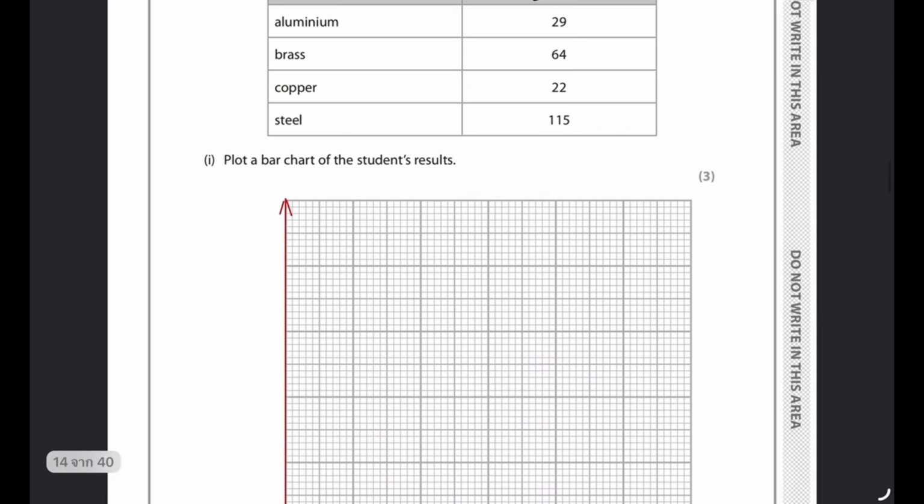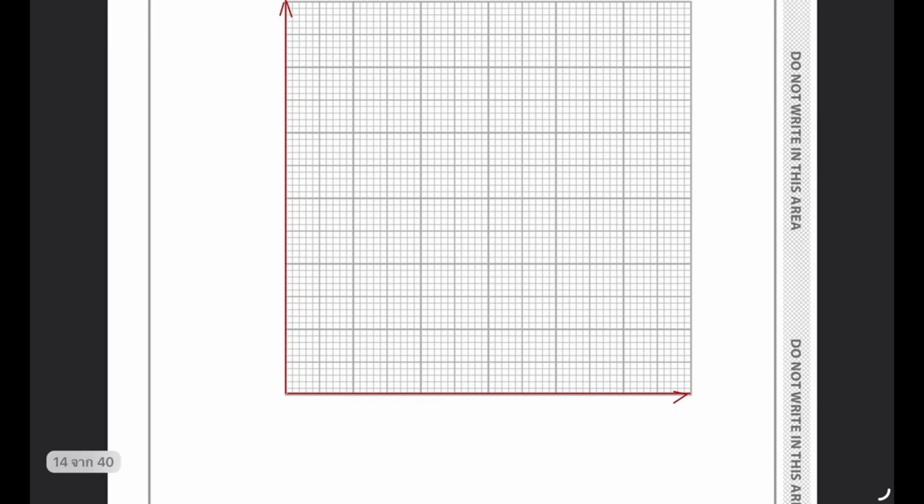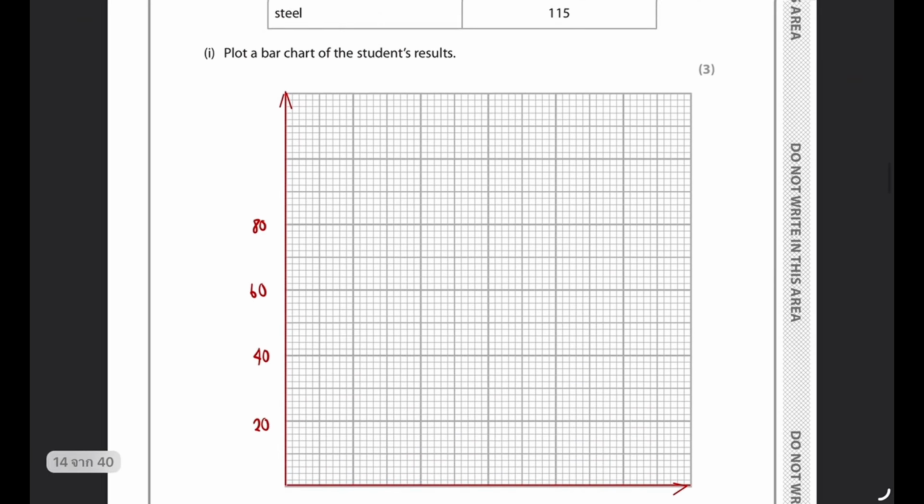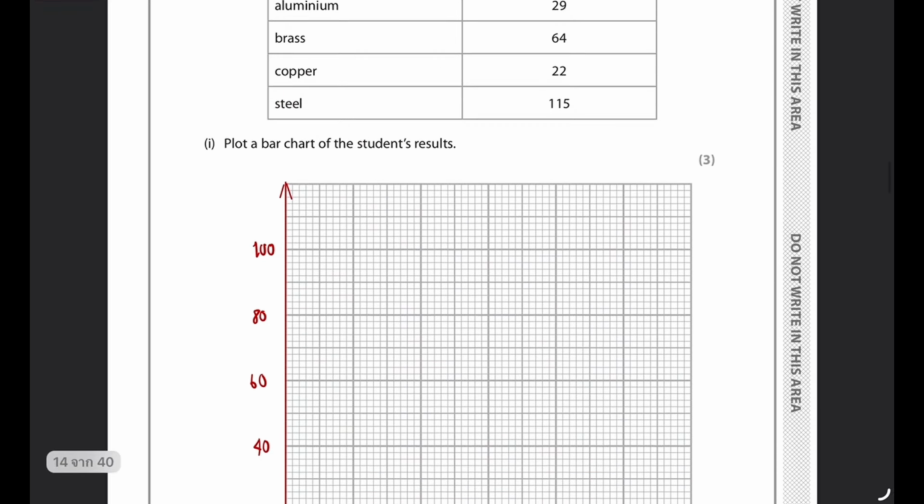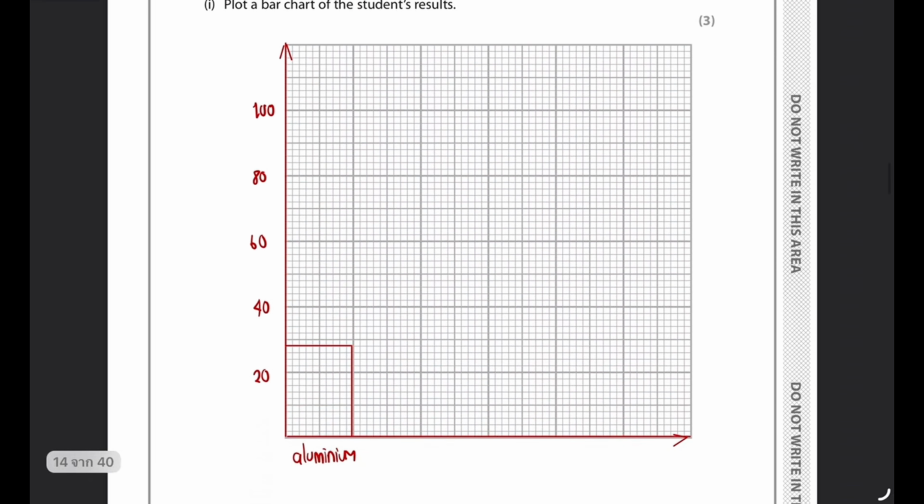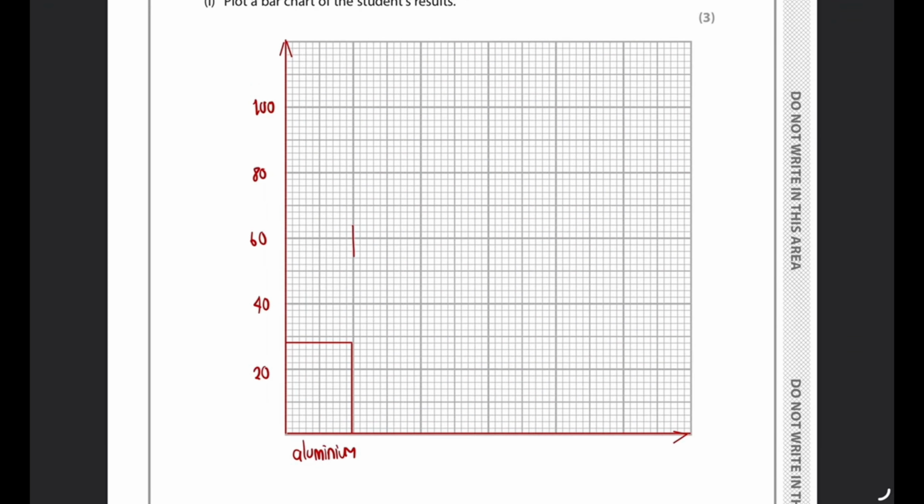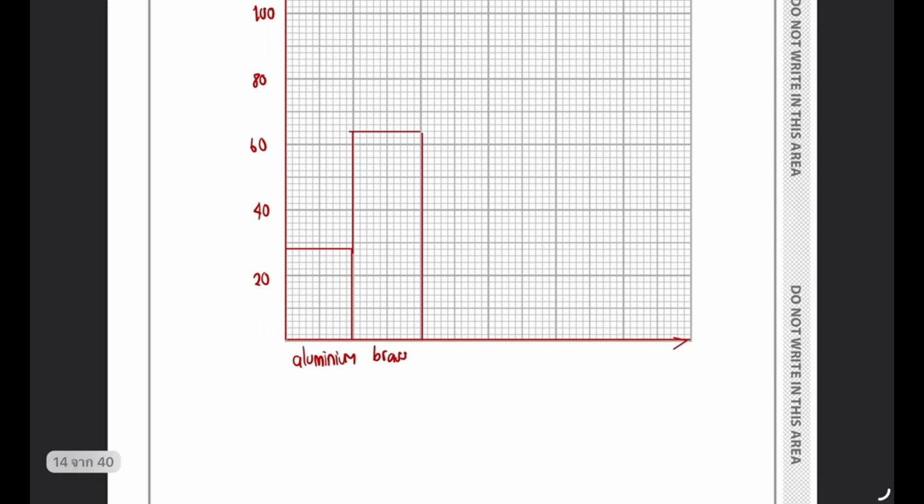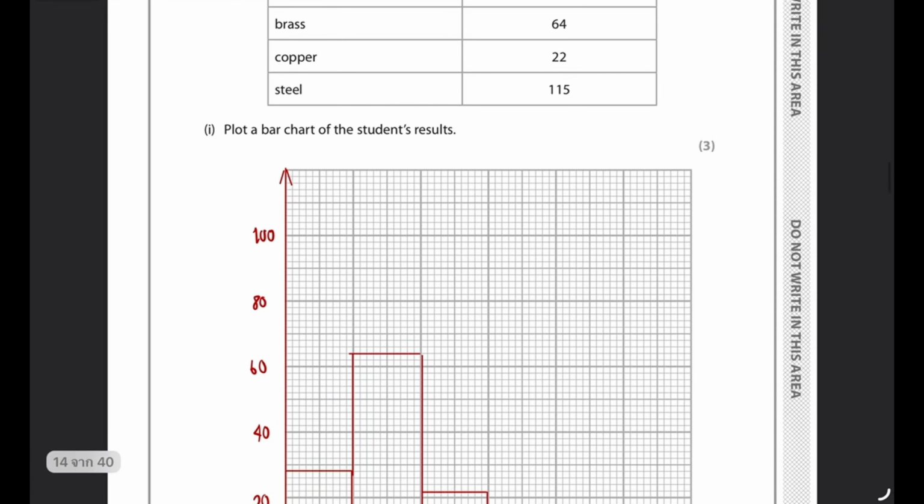Then from 22 to 115. Okay, so we have 29 aluminum, then 64 lead, then 22 copper, and the last 115 steel.